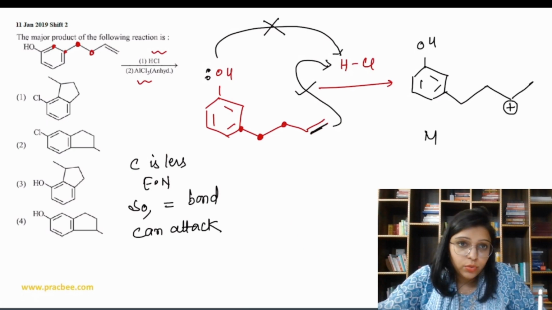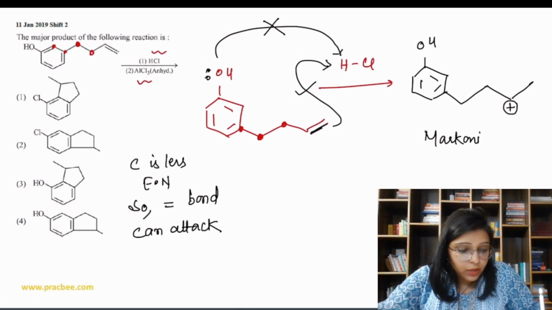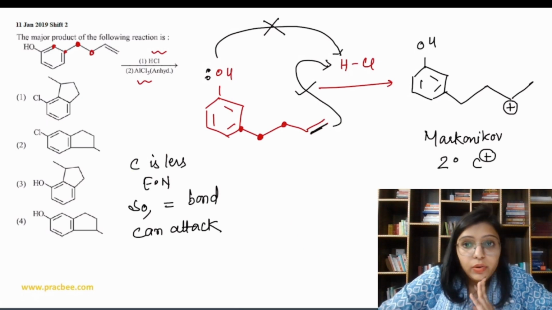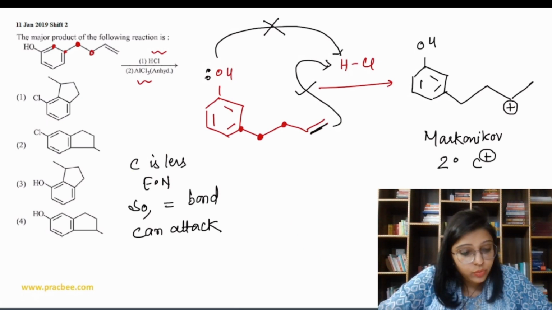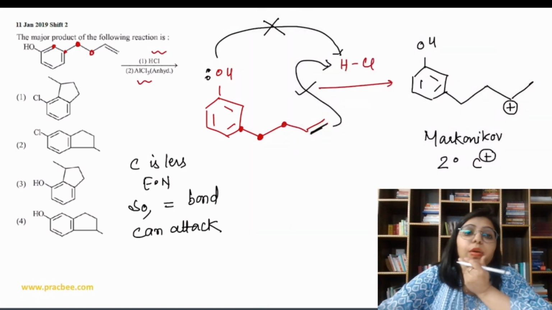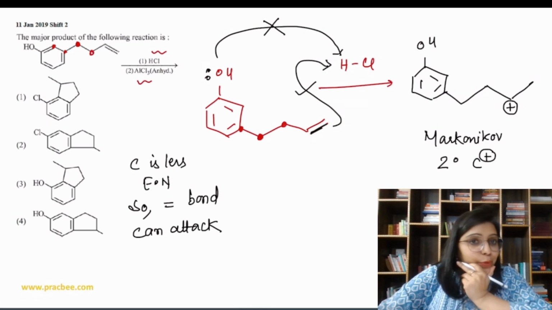We are going to do the Markovnikov thing, so we get a 2 degree carbocation. Now, what we can do next is form a ring. We can form a ring. So two things can happen.